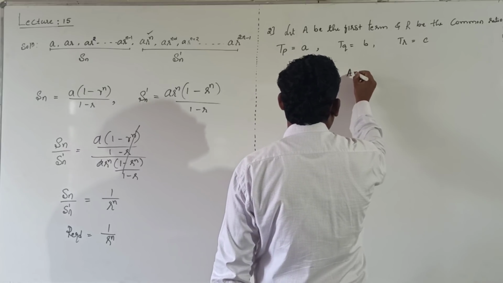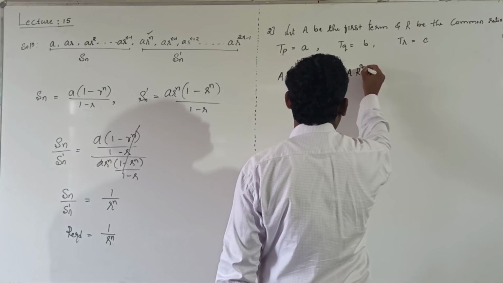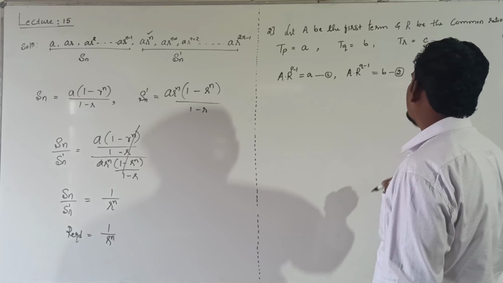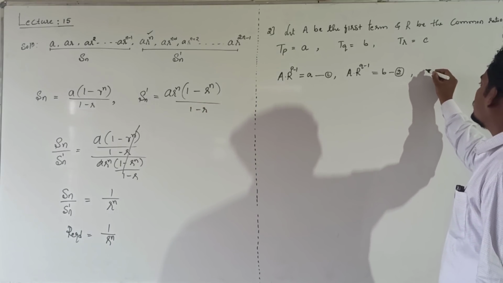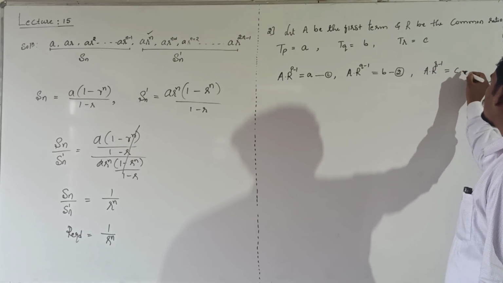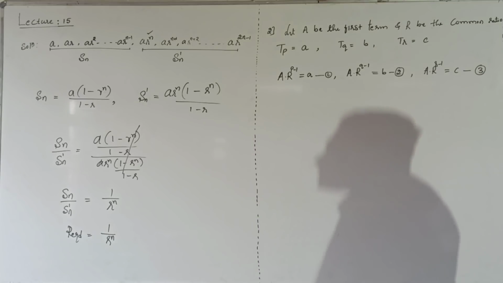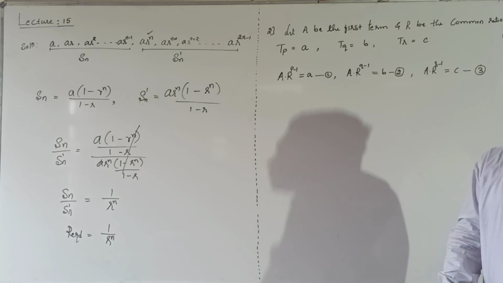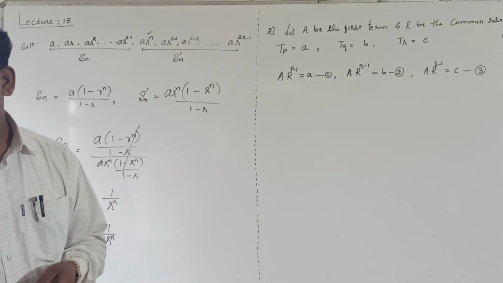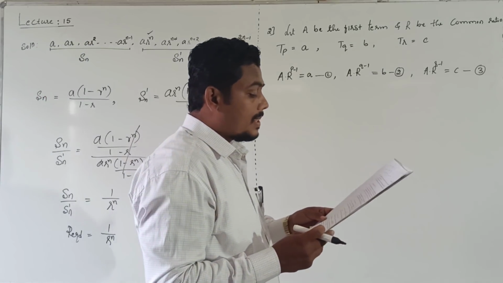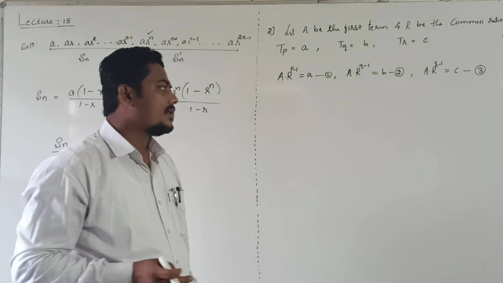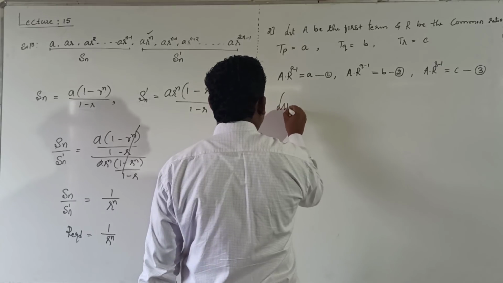And what is TQ? Capital A into capital R power q minus 1 is equal to small b. Take this as equation number 2. And TR, that is capital A into capital R power r minus 1 is equal to small c. Take this as equation number 3. This is from the given data. Now we need to prove a power q minus r into b power r minus p into c power p minus q equal to 1. Now consider LHS.